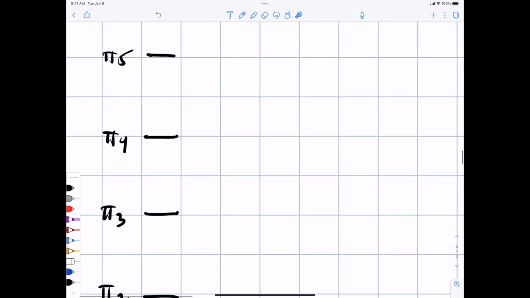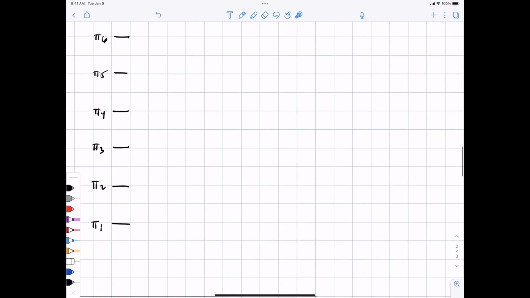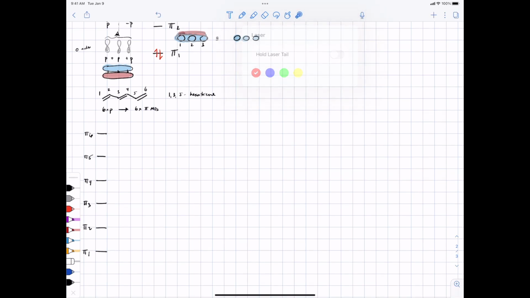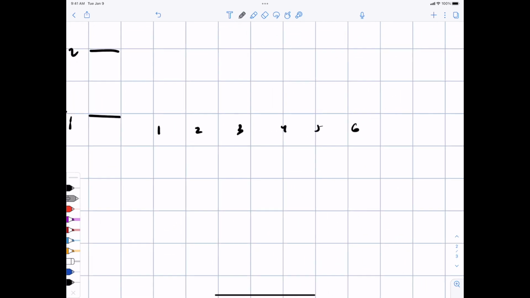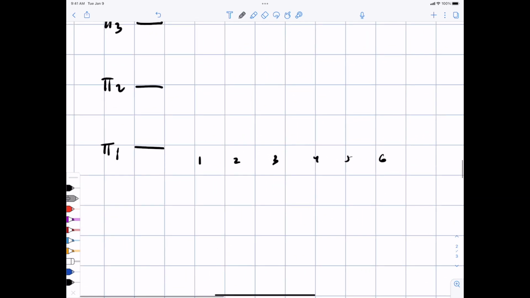All right. So I'm going to just save ourselves some time by drawing the top-down view of the orbital, but with those sort of adjacent circles. So if this is carbons 1, 2, 3, 4, 5, and 6, the lowest energy orbital for our 1,3,5-hexatriene is going to be one that spans all 6 atoms with no change in wave function sign between the atoms.